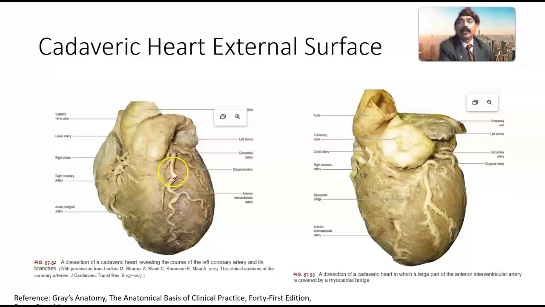This is the anterior interventricular artery. This is the diagonal branch of the LAD. We may get another diagonal branch here, maybe more than one diagonal branch. That is possible. This is the right coronary artery, right marginal artery. It continues posteriorly. The right coronary artery becomes the posterior interventricular artery. This is the usual right coronary artery dominant.